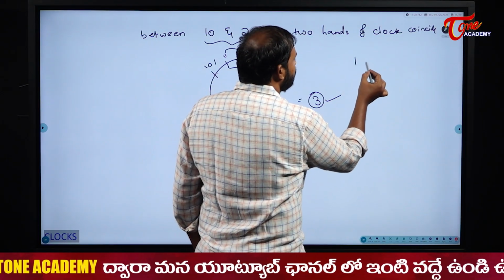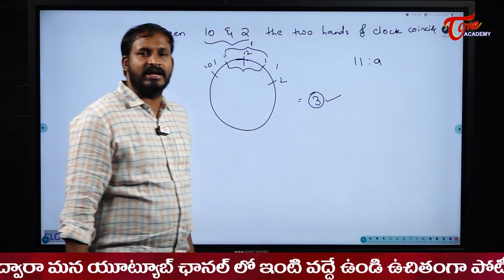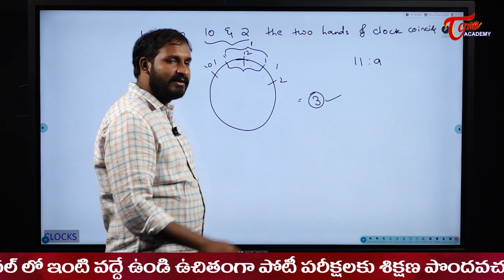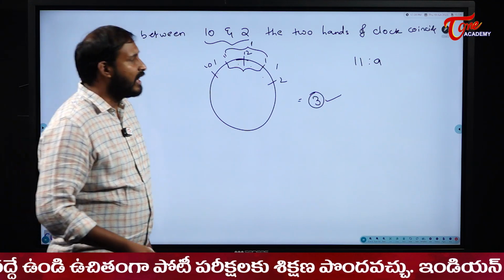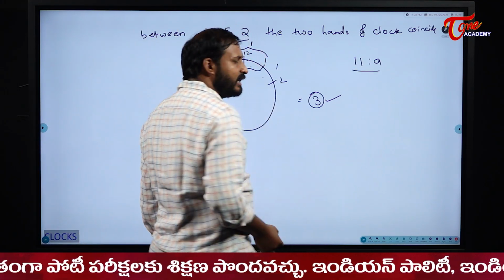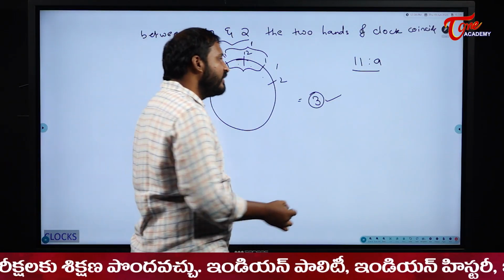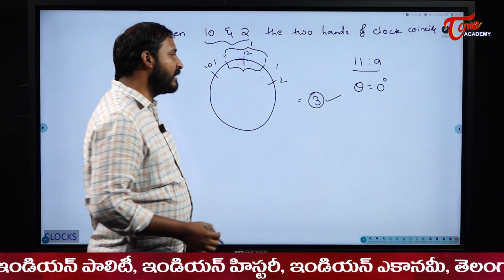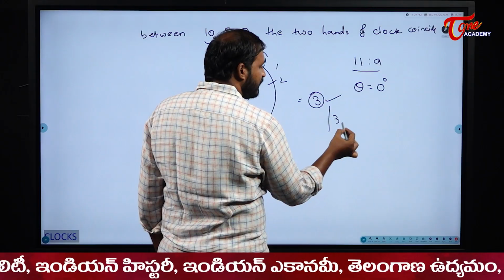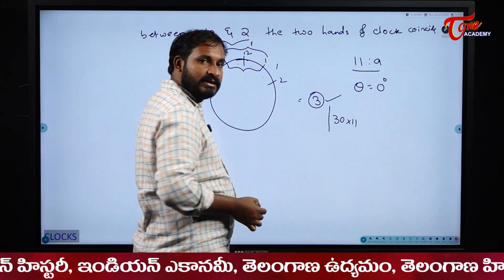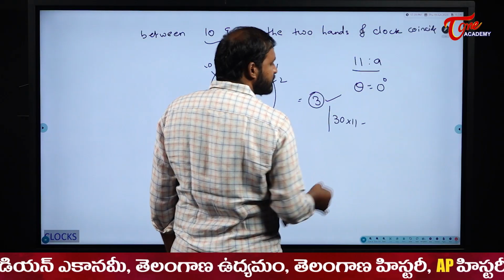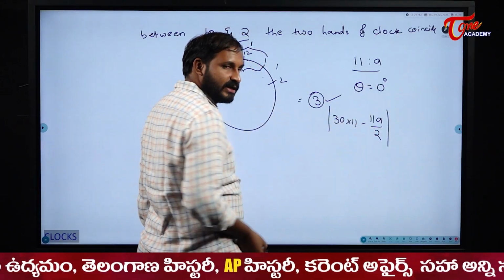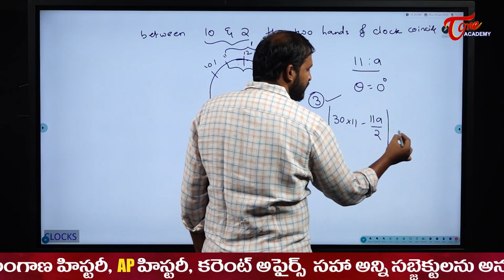See, between 11 and 12, when the two hands of the clock coincide, let us assume the time is 11 o'clock A minutes. I will assume that at 11 o'clock A minutes, the two hands of the clock will coincide. We know when they coincide, the angle between them, theta, is equal to 0 degrees. That means modulus of 30 into 11 minus 11A by 2 is equal to 0. Why? Because 11 o'clock A minutes, so Y and A both are the same.